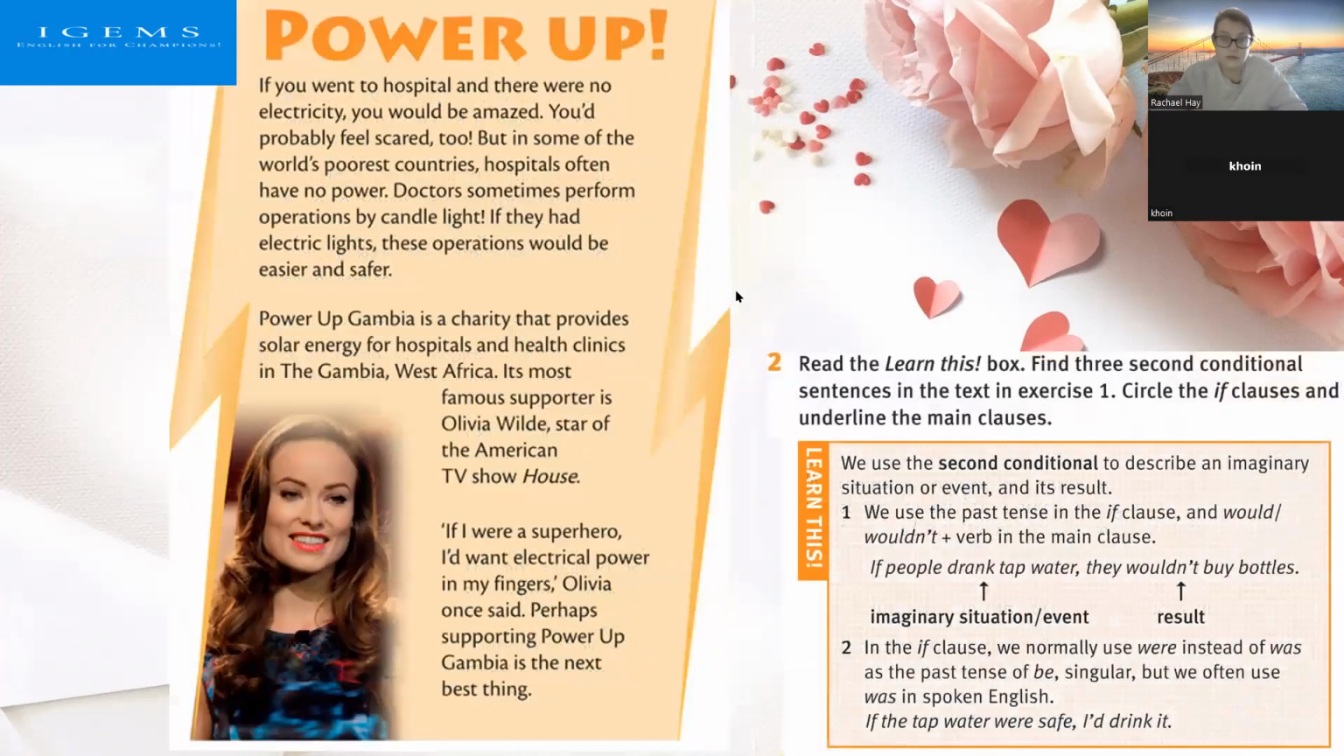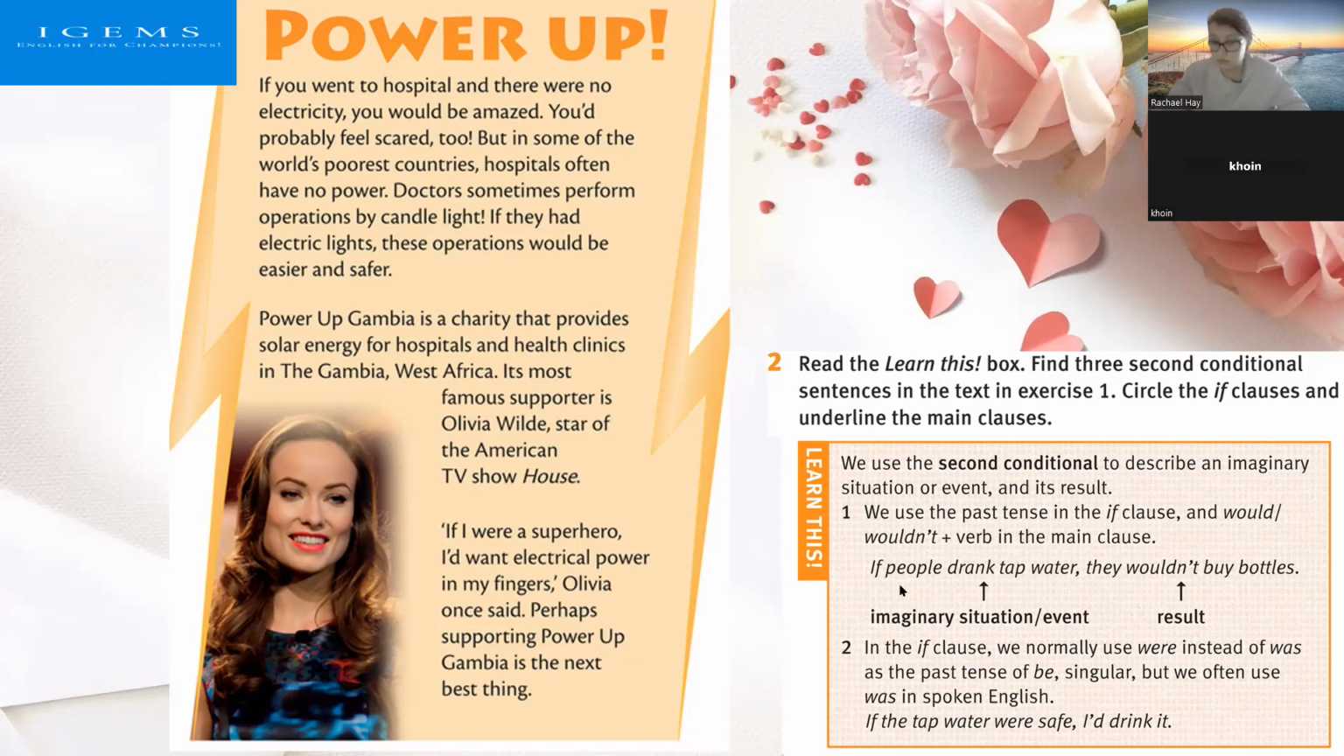Yes. Okay. So read the Learn This box. Find three second conditional sentences in the text in exercise 1. Circle the if clauses and underline the main clauses. Okay, so we use the second conditional to describe an imaginary situation or event and its result. We use the past tense in the if clause and would and a verb in the main clause.